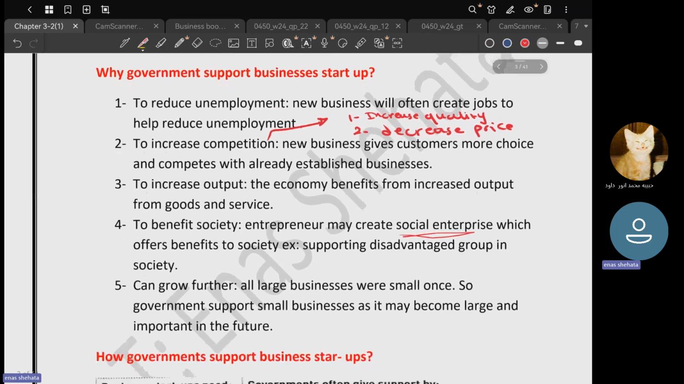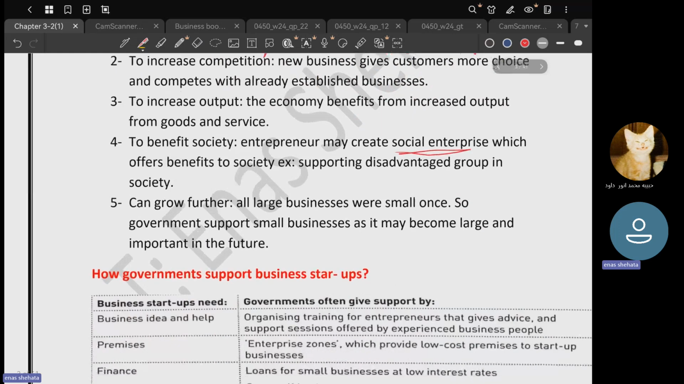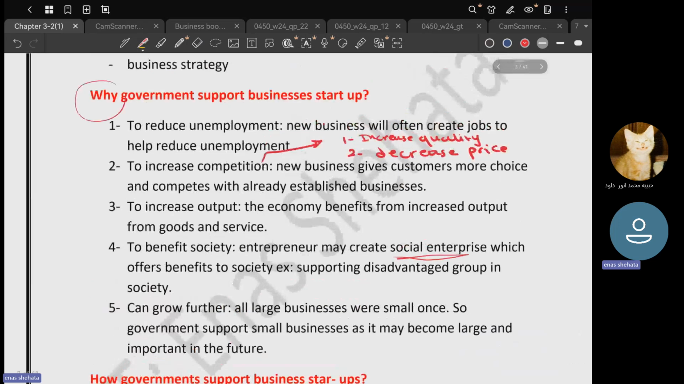A business can grow further. All small businesses or large businesses were small ones. For example, Microsoft Office, a very famous business. When it started, was it famous like this or large like this? No, it was a small business. So we hope that our small business will become bigger or larger in the future and will benefit the whole economy. This is why government support business startup.